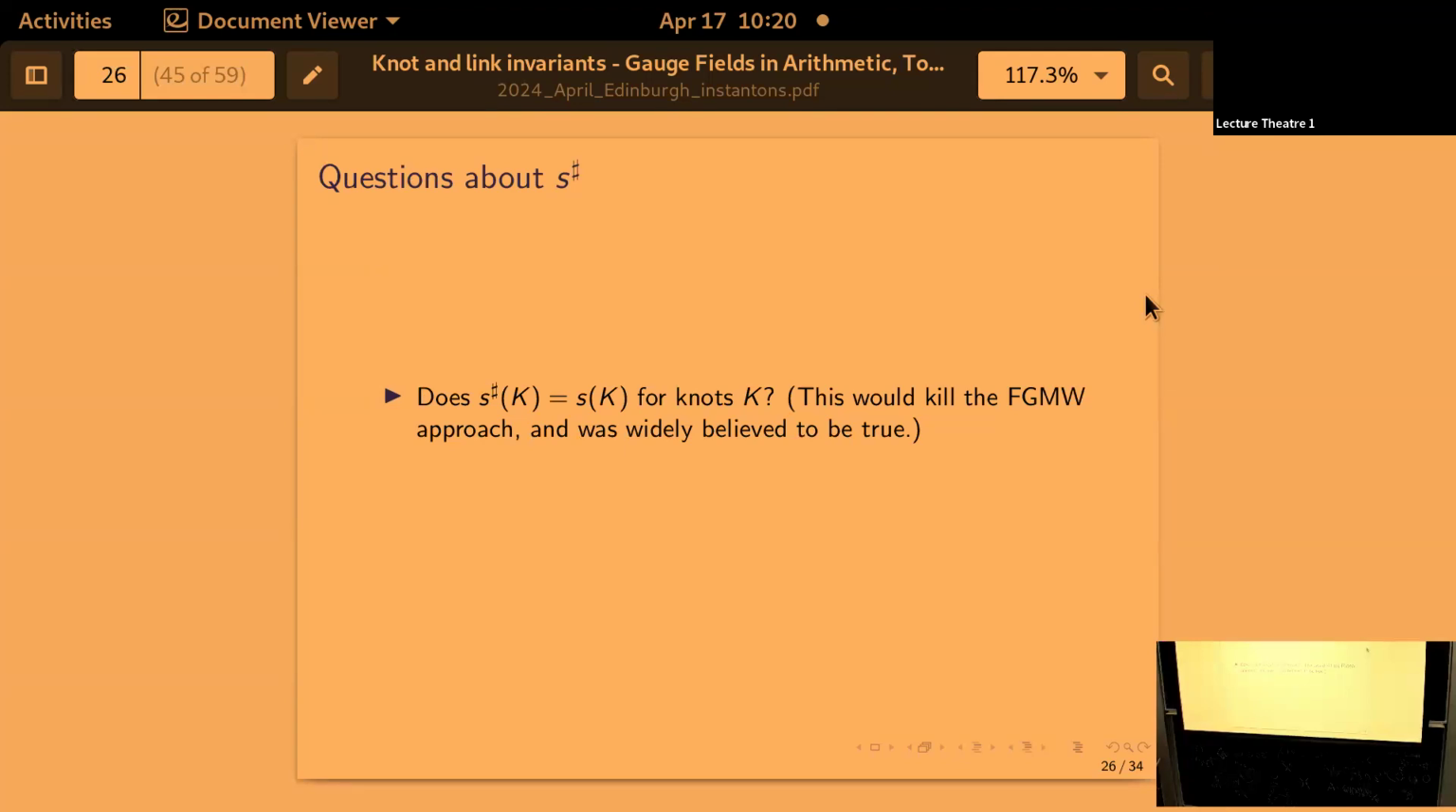So this was actually believed to be true for a few years, because the paper that introduced S sharp actually claimed to show this, but it turns out their proof was not correct. So they had thought that they had killed this Friedman, Gompf, Morrison, Walker approach. And then another question you could ask is, is it additive? This was one of the properties of S sharp, that it's additive.